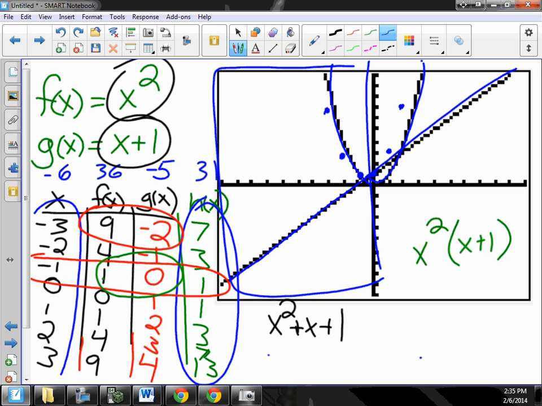Adding and subtracting is simple. Multiplying is a problem, and dividing is even worse, because anytime you divide by a variable, you get either a hole or an asymptote. So we're going to spend just a little bit today adding functions together. It's a super simple assignment. A lot of what the book does on this assignment I don't like, so we're not going to do all the problems.